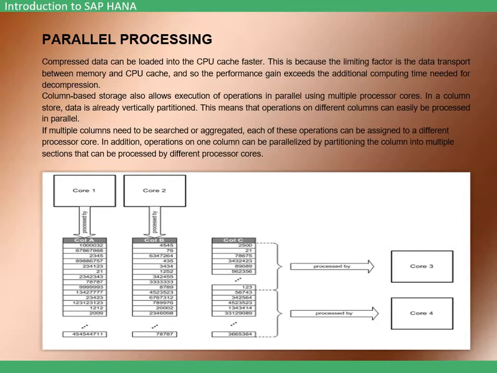If multiple columns need to be searched or aggregated, each of these operations can be assigned to a different processor core. In addition, operations on one column can be parallelized by partitioning the column into multiple sections that can be processed by different processors or cores.